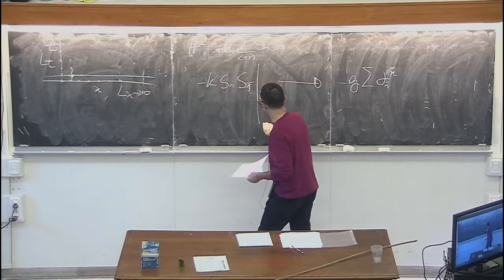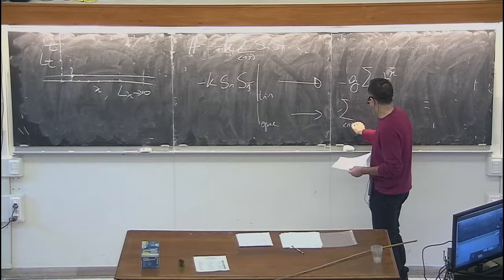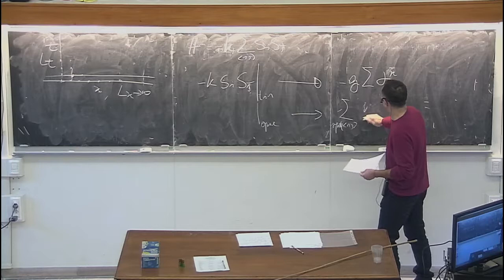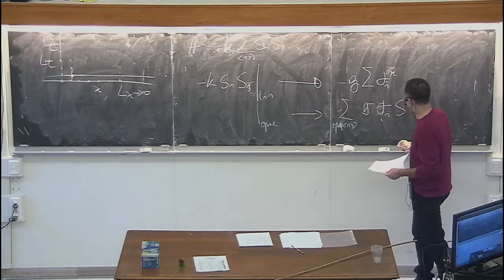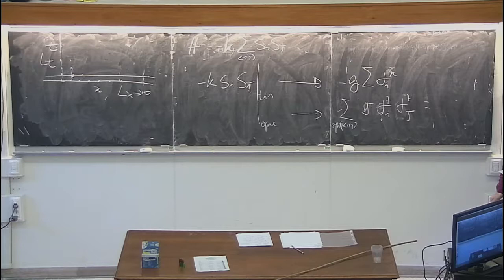should go to some kind of sum over j. Sum over the spatial links, k_j sigma_i^z sigma_j^z. So I'm trying to hint at the quantum model corresponding to a two-dimensional classical Ising model.